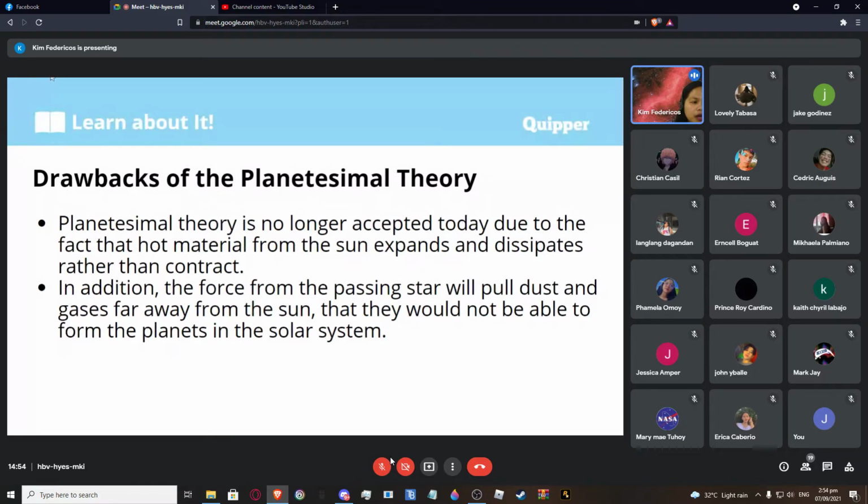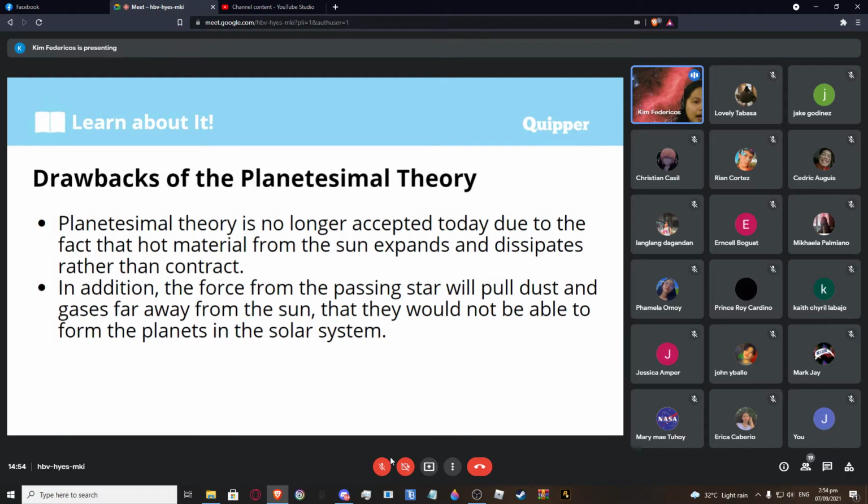Now, the only problem with this theory, the flaw of this theory, is that the planetesimal theory is no longer accepted today due to the fact that hot material from the sun expands and dissipates. So it does not contract, but basically expands and dissipates, the materials from the sun. In addition, the force from the passing star will pull dust and gases far away from the sun, so they would not be able to form the planets in our solar system. So basically, those are its flaws.